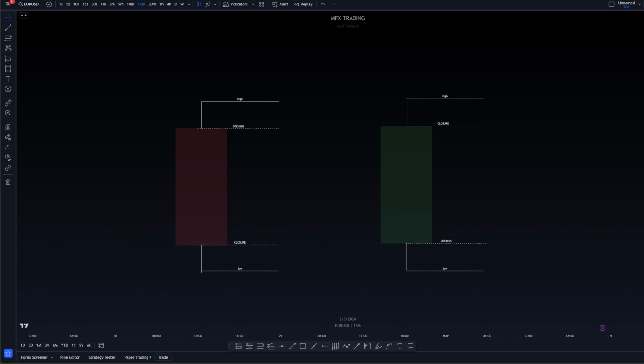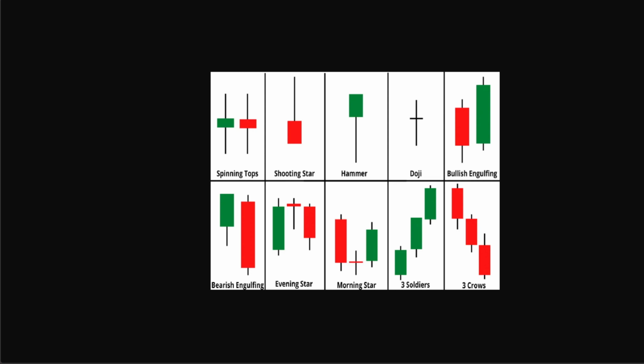So let's see what's coming next. Oh yeah, right. The candlestick names. So let's show this. A lot of people these days give a lot of fancy names to all these different types of candles or candle combinations.